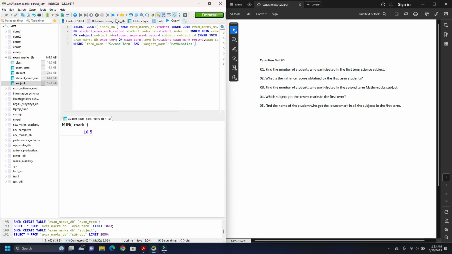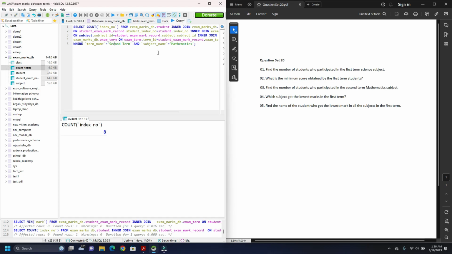Let's go ahead and execute it. And there you go, like in the first question, it also comes out as 8, meaning all of the students in the student table have joined the mathematics exam in the second term test.